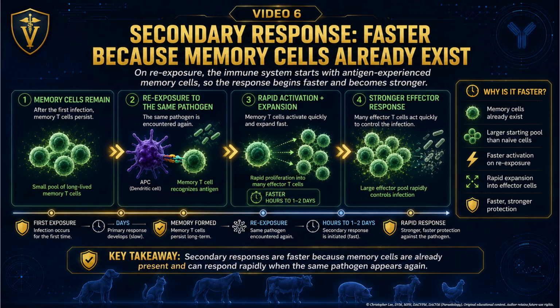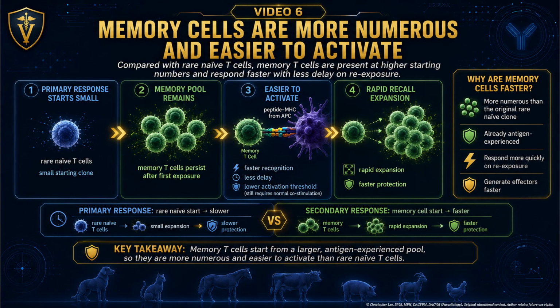The right cells are already there, they are more numerous, they are easier to activate, and they are already partially prepared to become effectors. This slide summarizes why memory responses are faster. Compared to naive T cells, memory T cells have several advantages. First, they are more numerous than the original rare naive clone. After clonal expansion, most effector cells die, but the remaining memory pool is still much larger than the tiny starting population. Second, memory cells are antigen experienced.